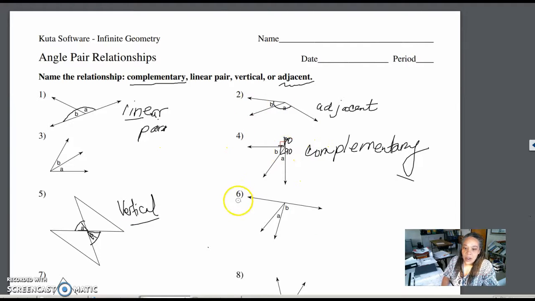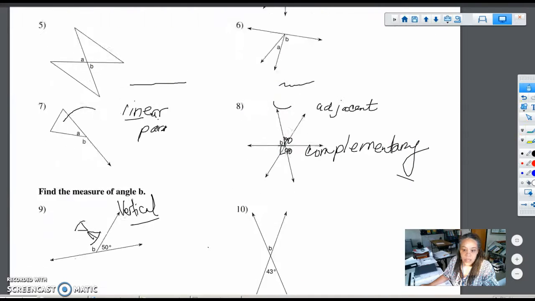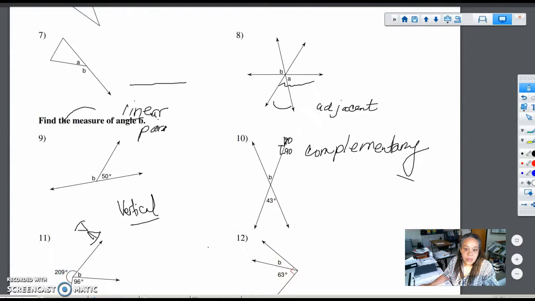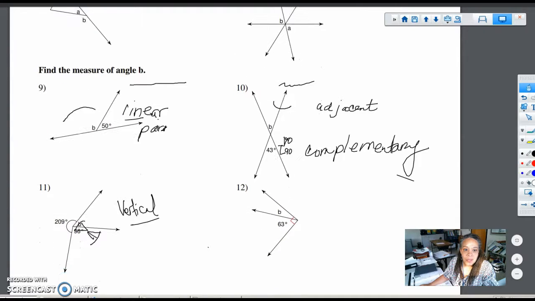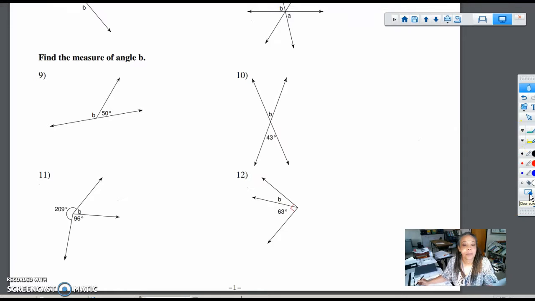Here's a hint. Number 6 is not like number 4. There's a key element missing. We do not see a 90-degree box there. Let's see what else we have further down on this page. When you get to the lower half of this page, numbers 9 through 12, let's take a look at what they're asking here.